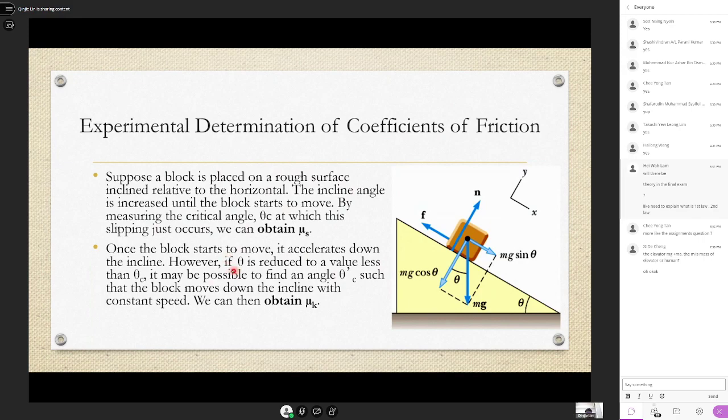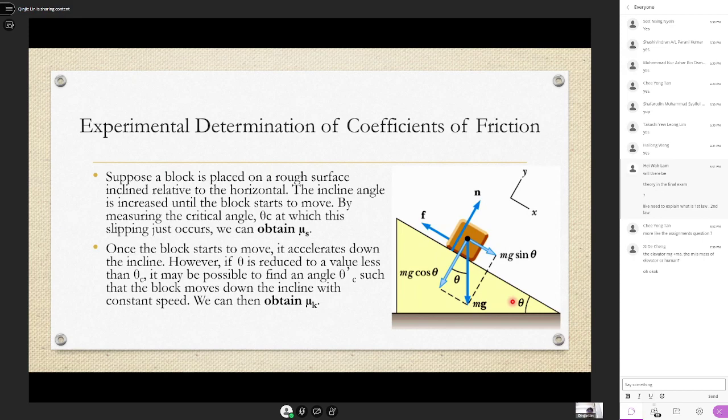However, when that happens, if theta is reduced to a value less than theta c, it may be possible to find an angle such that the block moves down the incline with constant speed. So when you reach that critical angle, it will move faster and faster, right? Then at that point, you reduce this angle a bit, so you will reach the point where there is no more acceleration. It will only move at constant speed.